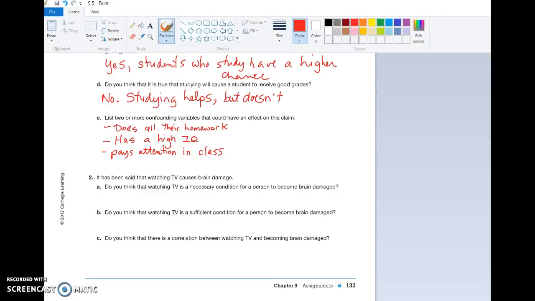Let's do question number 2. It has been said that watching TV causes brain damage. Do you think that watching TV is a necessary condition for a person to become brain damaged? That means if a person is going to have brain damage, does that then mean that they must have been watching TV? What do you think? No. No, because a person can have brain damage for other reasons. There's lots of other reasons, right?